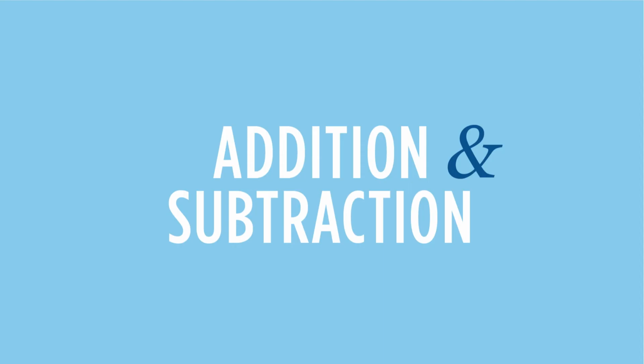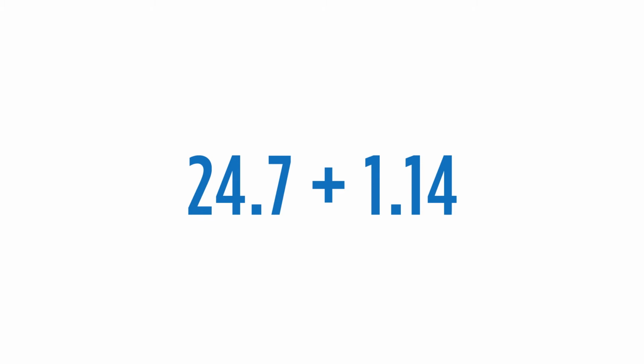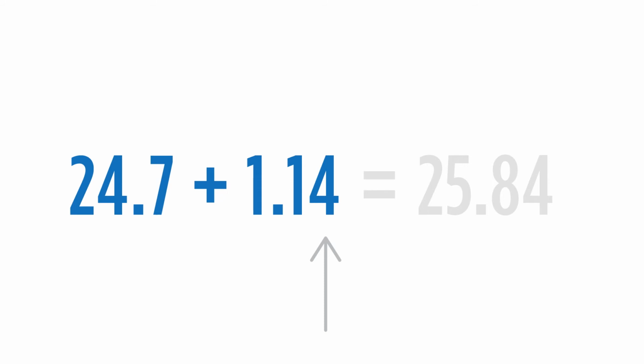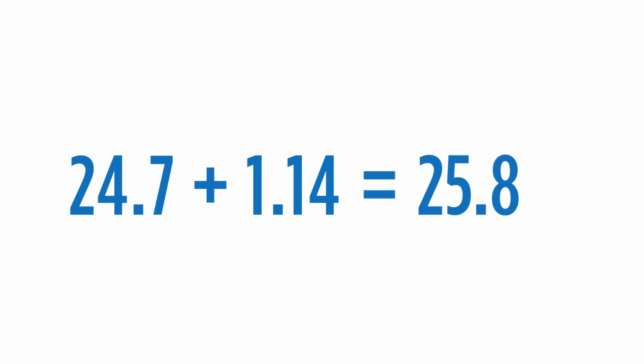If we look at addition and subtraction, let's say we take 24.7 plus 1.14, add those together, and we're going to get 25.84. Now, if we look at our two numbers, one goes to the 100th position, the other one only goes to the 10th position. We have to go with the least number past the decimal point. So therefore, we're going to have to round this number to 25.8.